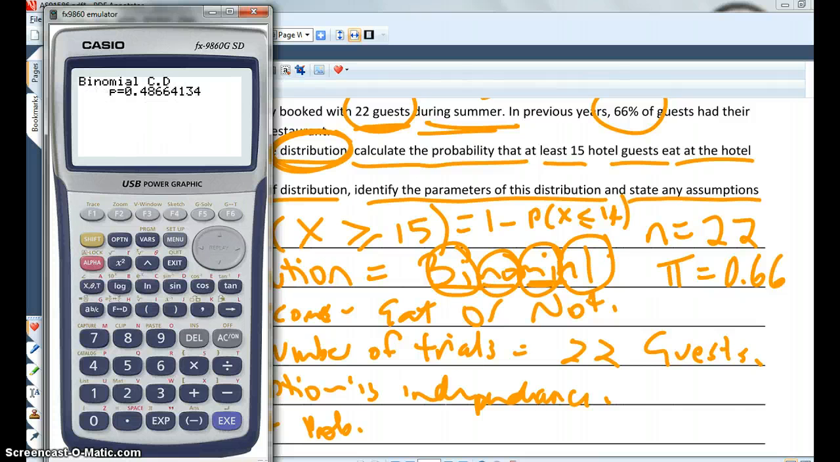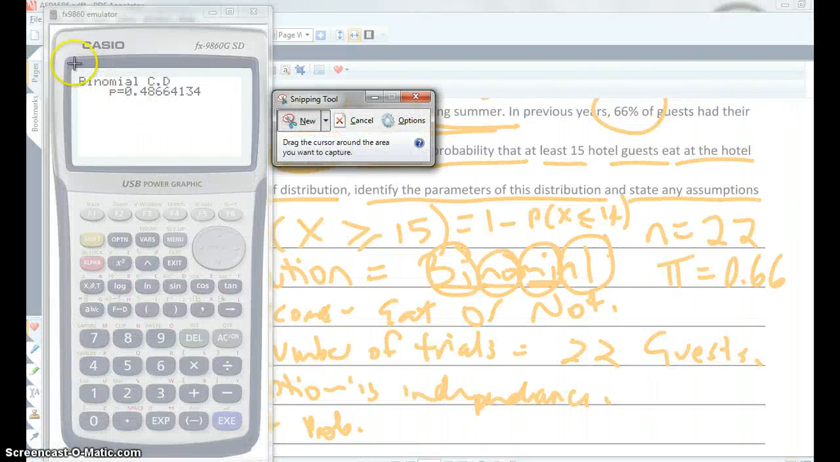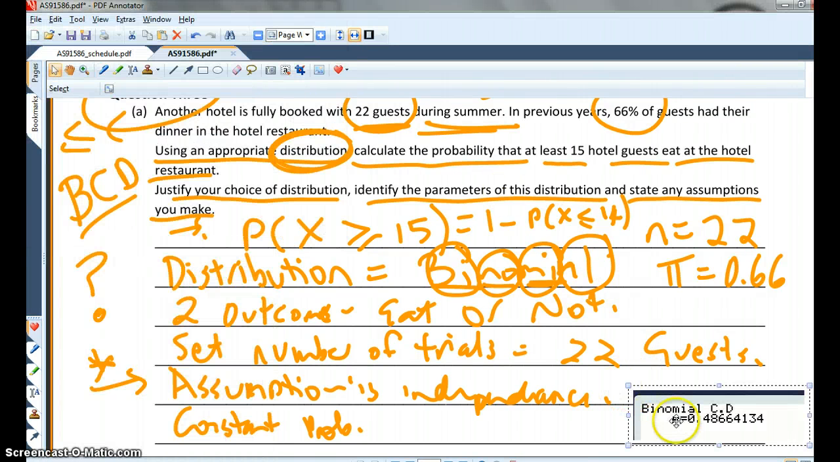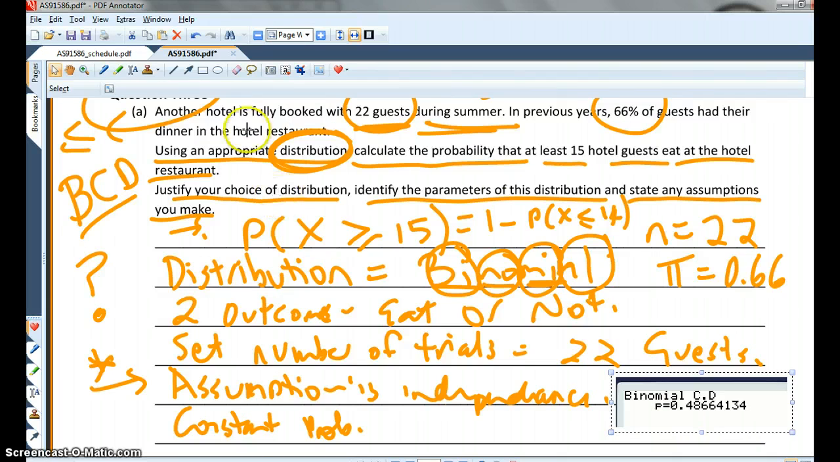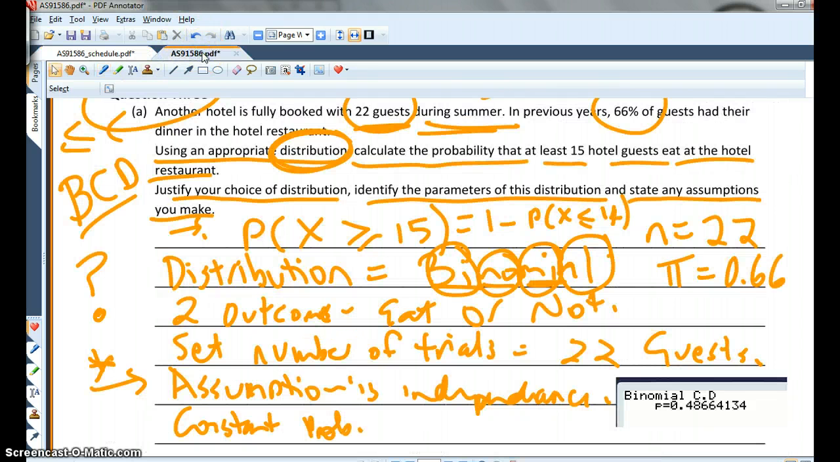And so I get that, which I will just grab with my snipping tool. There we go. Grab that and paste it. Okay. Now, I'm going to check I haven't done anything stupid, which is sometimes likely. So, here we have got 1 minus that equals that. So, the 0.4866 is correct, but I hadn't actually finished.